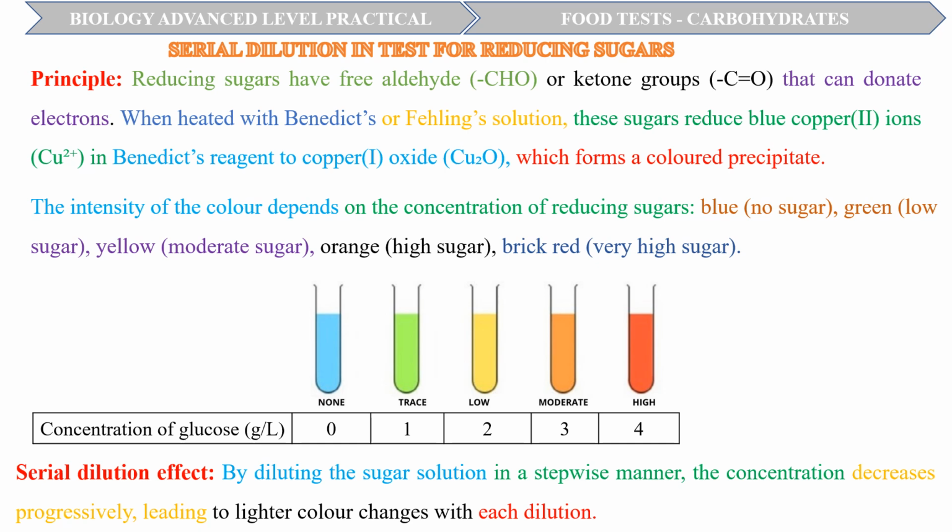Serial dilution is a stepwise method of reducing the concentration of a solution by a fixed factor in each step. By diluting the sugar solution in a stepwise manner, the concentration decreases progressively, leading to lighter color changes with each dilution.